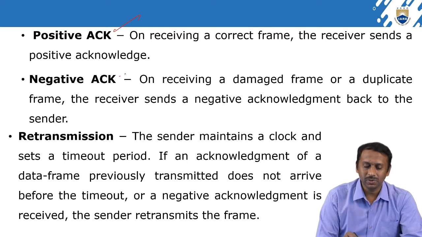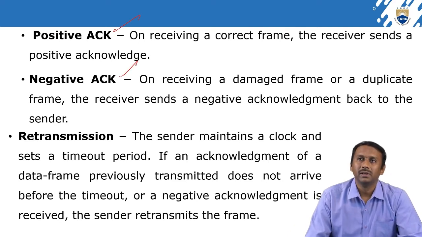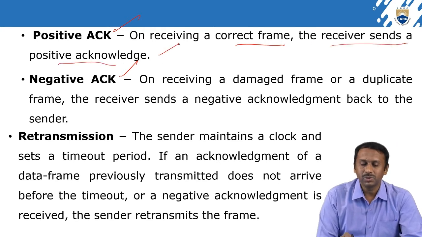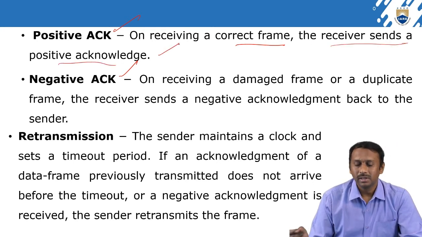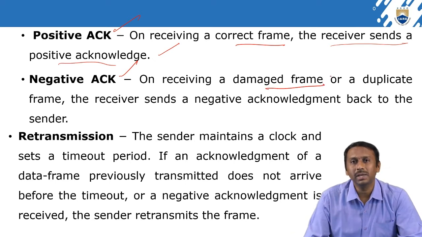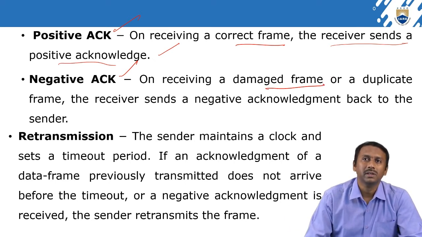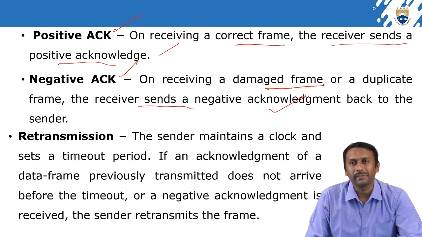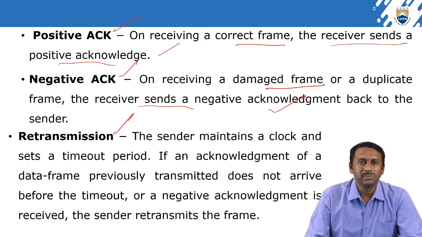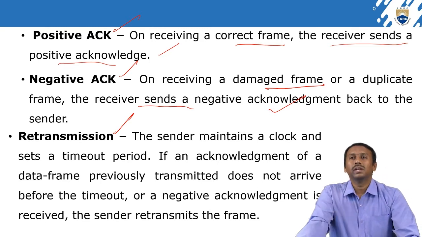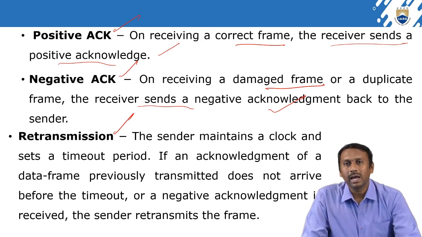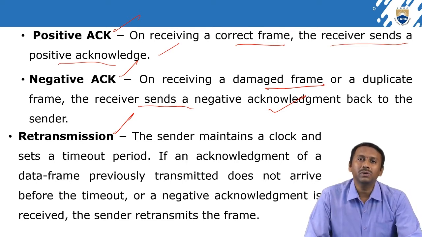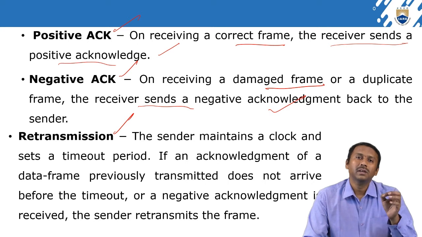The same thing: positive acknowledgement, negative acknowledgement. On receiving a correct frame, the receiver sends a positive acknowledgement. If the receiver receives a damaged frame, duplicate frames or corrupted frames, then the receiver sends a negative acknowledgement back to the sender. Okay, what is retransmission? Retransmission means the sender maintains a clock and sets a timeout period. As I already told you, each and every data frame has some lifetime.